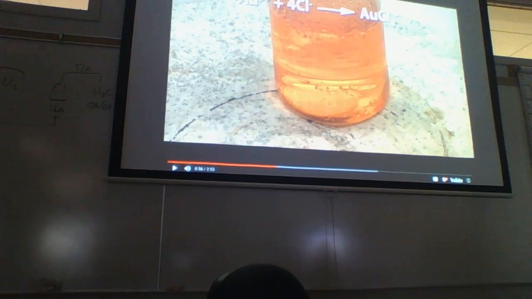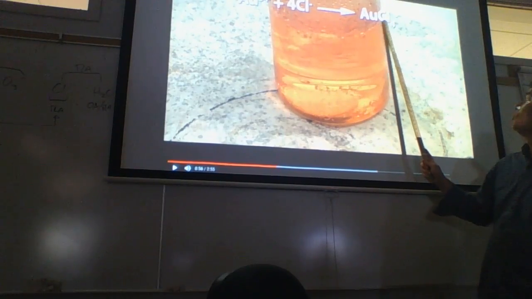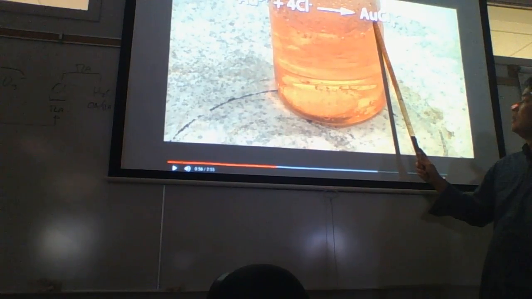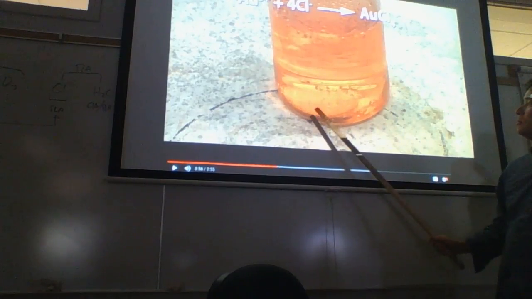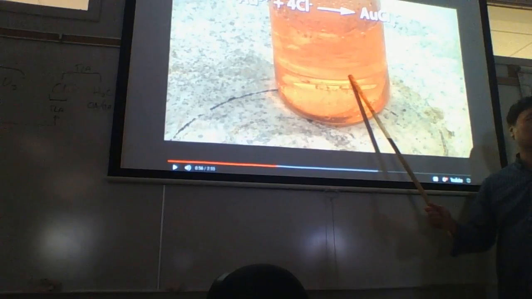And so the chlorides come in, and then they're going to help stabilize the gold 3 by forming the complex tetrachloroaurate ion here, aurate 3. And so you can see that the gold coin is dissolving. Eventually we can dissolve the whole coin.